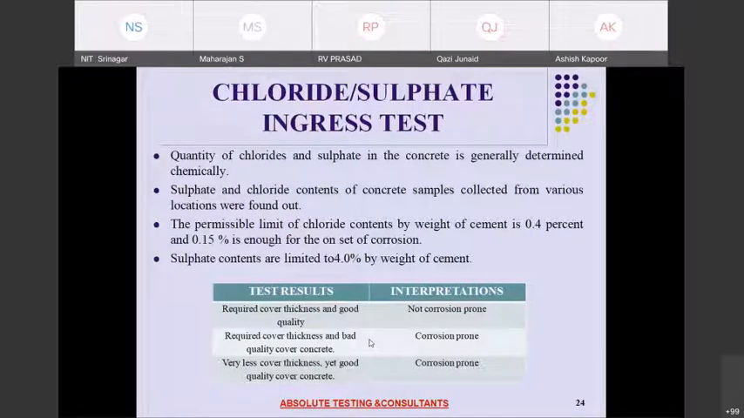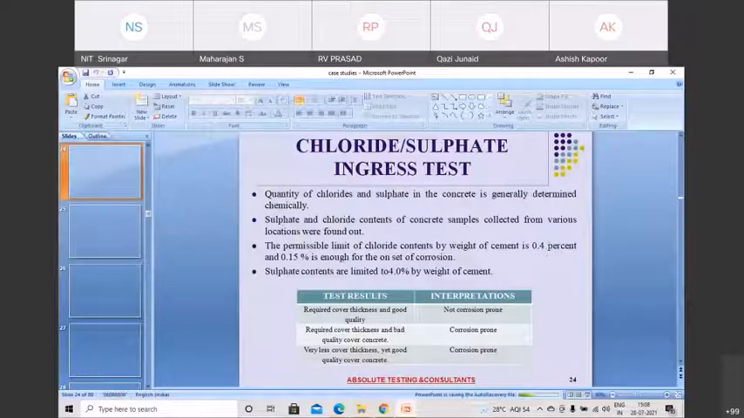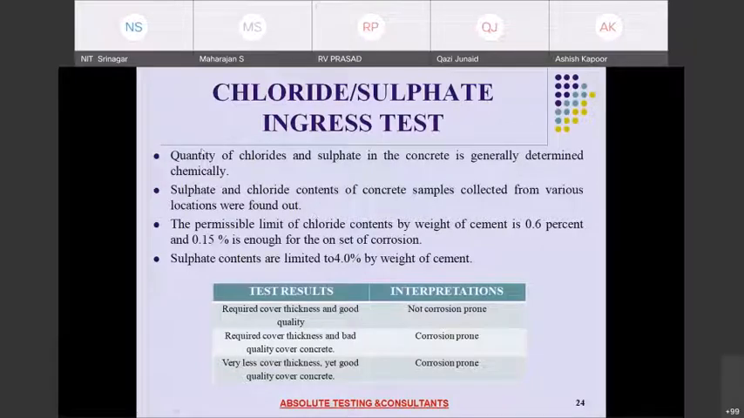Then the chloride and sulfate ingress test is done. This test is done in the laboratory. It is not an in situ test. For this, we have to collect some samples, and the sample is collected with the core which you have collected. So the quantity of chlorides and sulfates in the concrete is generally determined chemically. Sulfate and chloride contents of concrete samples collected from various locations were found out.